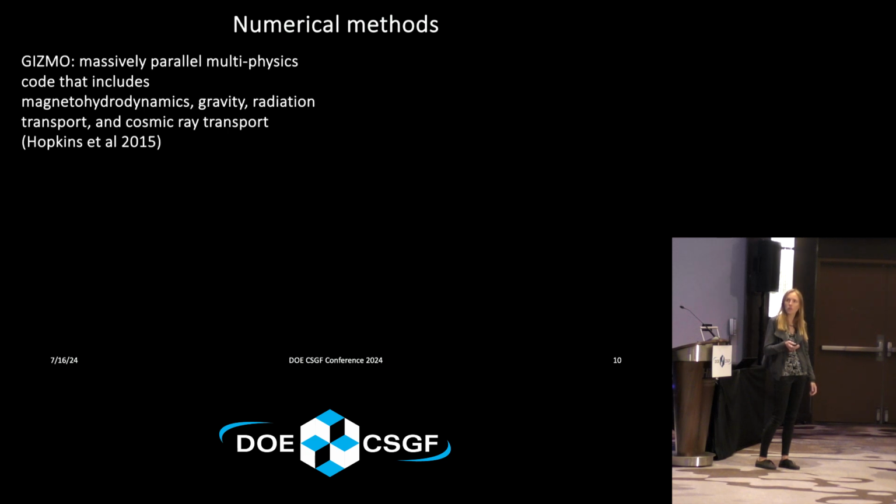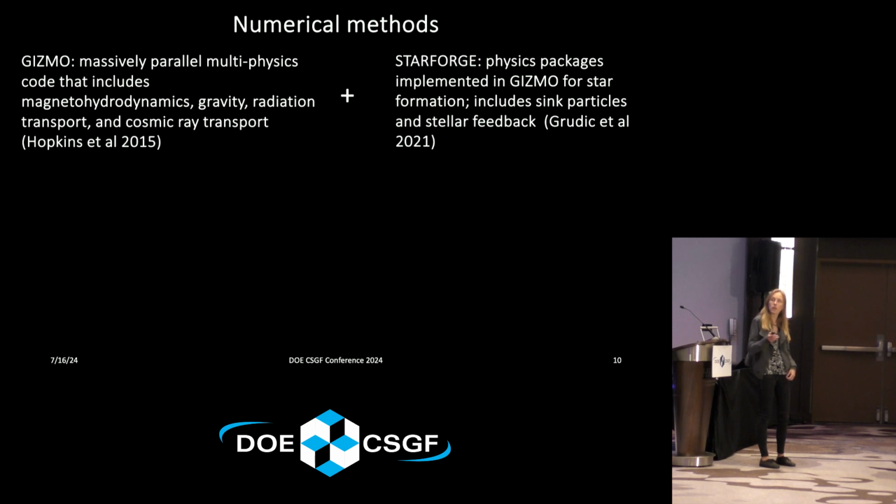So just to go into some of the methods. The code that we use for these simulations is Gizmo, which is a massively parallel multiphysics code that includes magnetohydrodynamics, gravity, radiation transport, and cosmic ray transport. Gizmo has been used for a number of different astrophysical simulation applications. It includes a set of packages for star formation, and that's basically the StarForge project. These include all the additional physics necessary for star formation, like stellar feedback, and the formation of individual sink particles where the actual stars form.